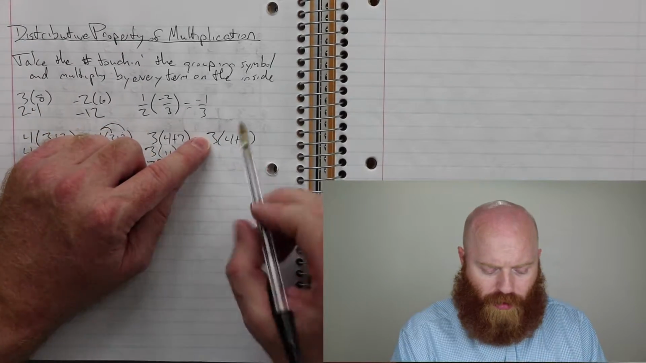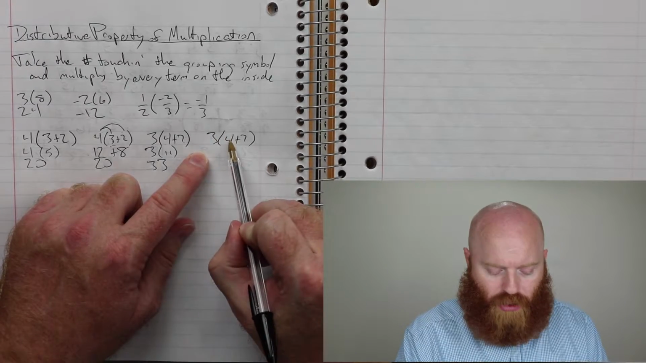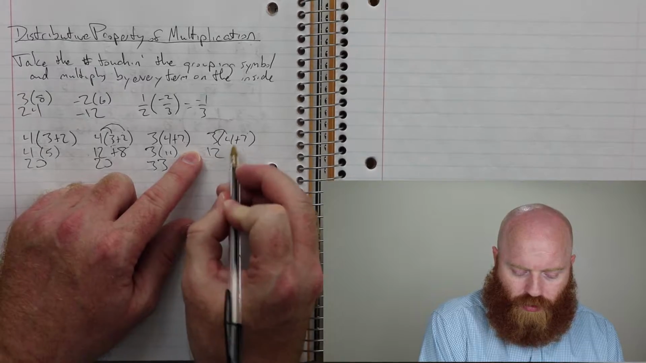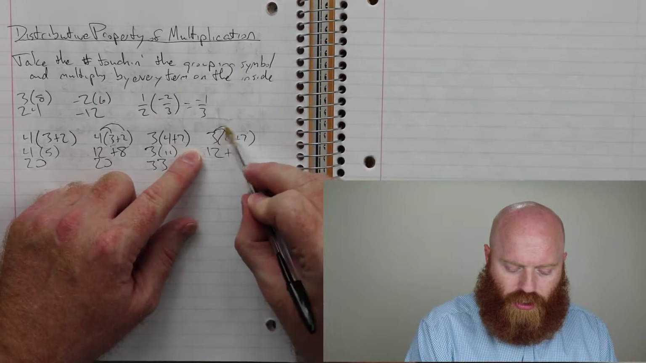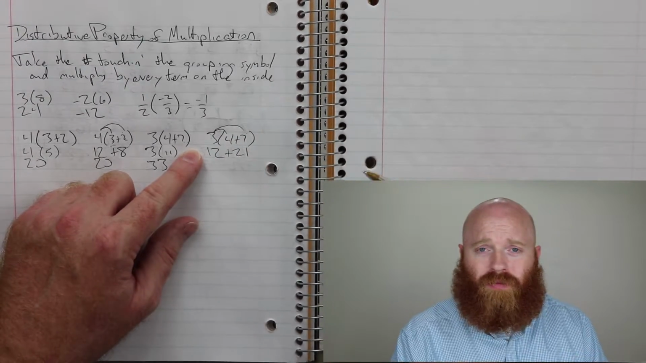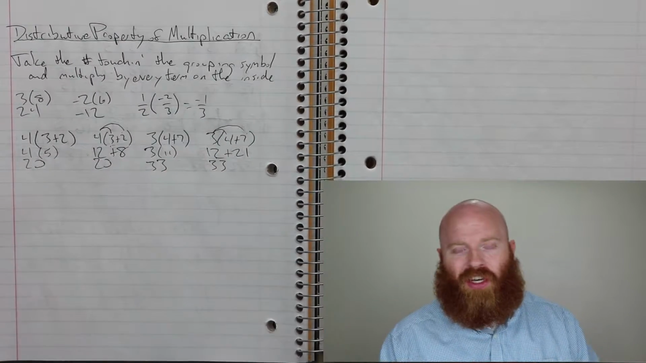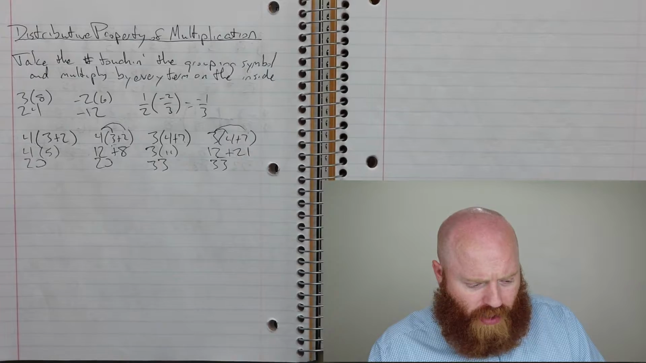Now I'm going to do the distributive property of multiplication. I'm going to distribute a times 3 to this term and a times 3 to this term. 3 times 4 is 12. Bring down a plus, always bring down a plus. 3 times 7 is 21. Now just add. 12 plus 21 is 33, which is the same value we got before. It still works with negatives.